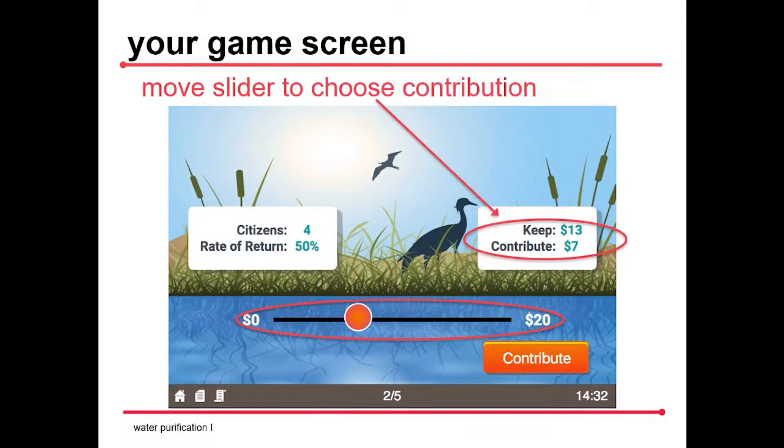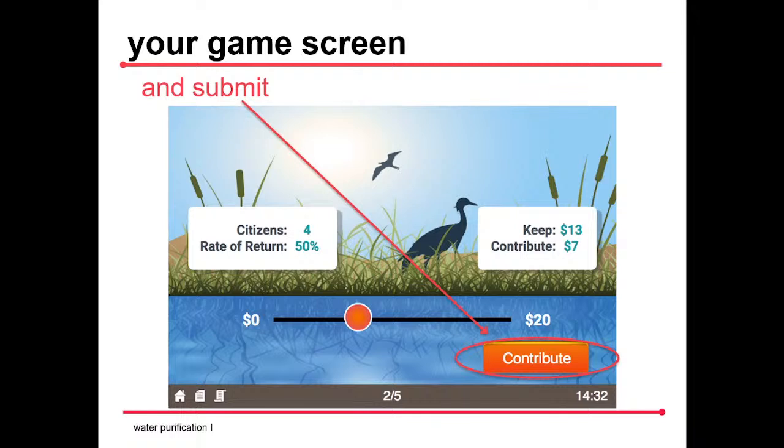After you have moved the slider, that will not be the final decision. It will be the provisional decision. You will be reminded here that this means you're keeping 7 to yourself and you're putting 13 in the irrigation project. Then to finalize it so that it counts, you also have to press the button, just to be sure that we are not clicking and picking something by mistake.